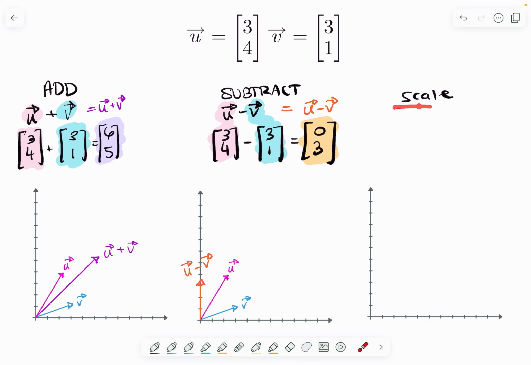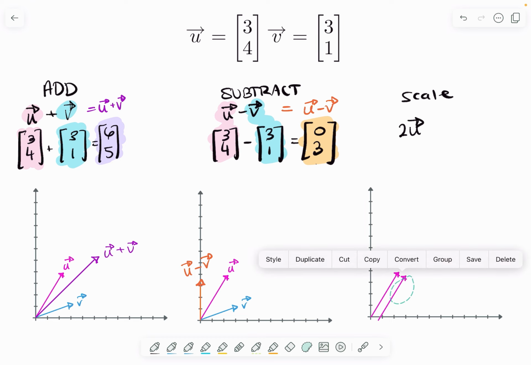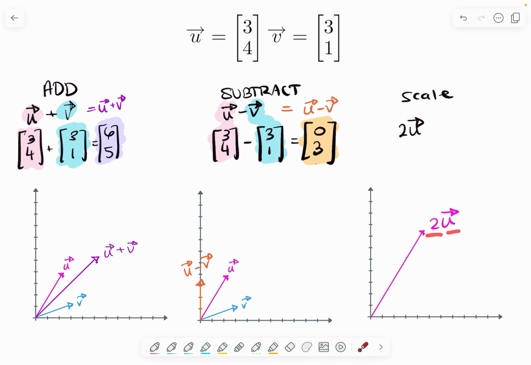Finally, another cool thing that we can do is scale the vectors. So let's say that I have my vector u and I want to scale it by 2. All this means is just make it 2 times bigger. Visually, all that means is literally take the same vector and then add it to the end. Now it's the same vector, just 2 times bigger. So now this is 2 times vector u.